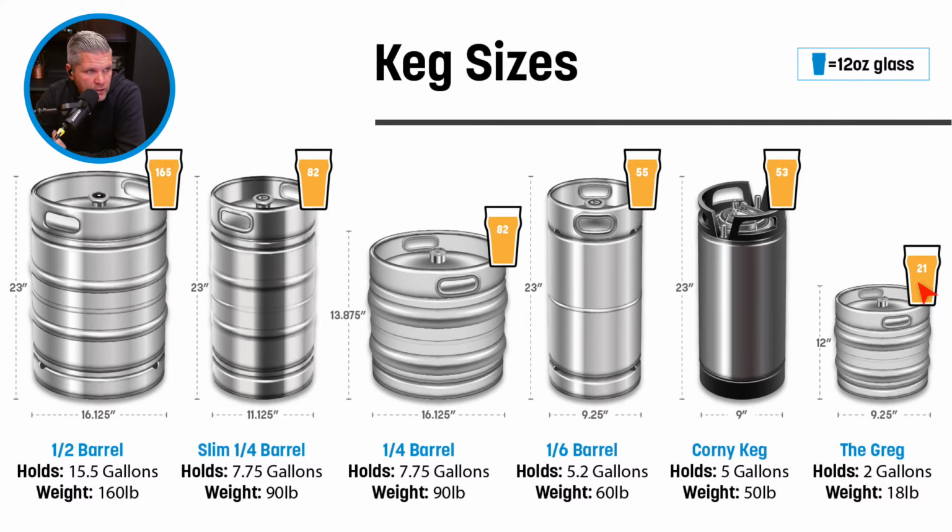And then here we've got the number of 12-ounce glasses that are inside of them, 21 all the way up to 165 beers per keg. There's also dimensions on here.